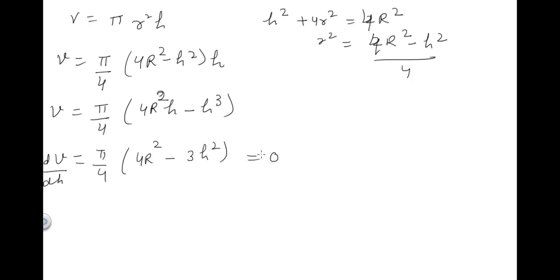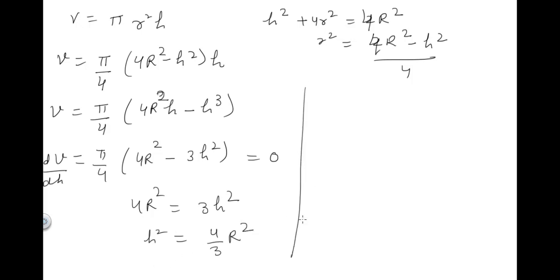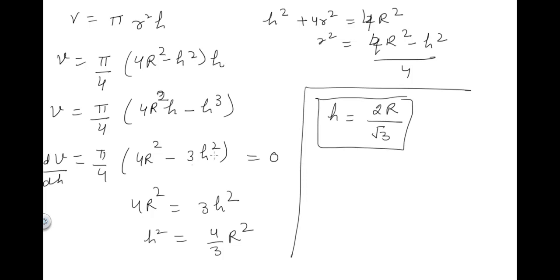Putting it equal to 0, we get 4R square equal to 3h square, and we get h square equal to 4 upon 3 R square. If we take the square root, we get h is equal to 2R divided by square root of 3. So we have got this as our critical point. Now let us differentiate it again.